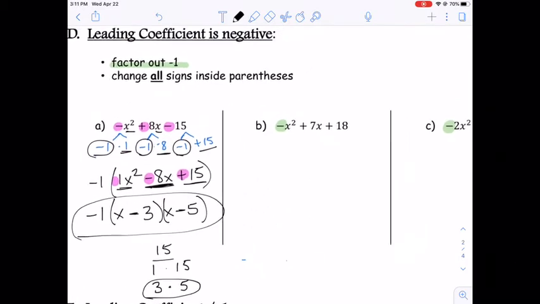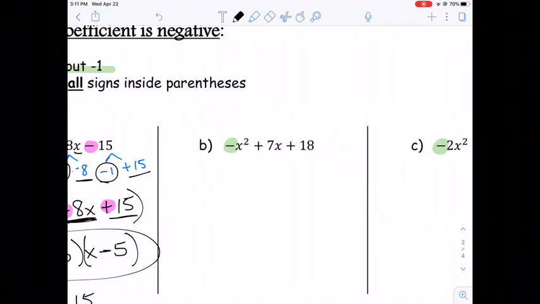Problem B. Again, I want to pull out a -1 and then change all the signs. That negative x squared becomes a positive x squared. The positive 7x, change it to a -7x. The positive 18, change it to a -18.